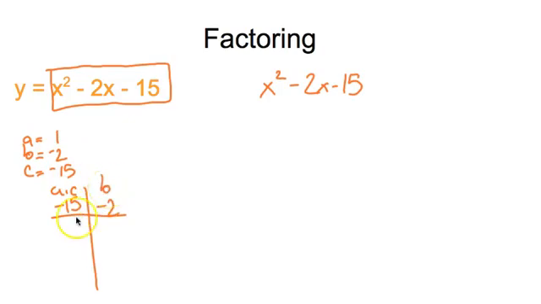So I need the factors of negative 15, so that could be negative 1 and 15, or it could be 1 and negative 15. That could be negative 3 and 5, or 3 and negative 5. You're also welcome to use your calculator to find these. But we need the ones that add up to negative 2, and there we go right there. 3 plus negative 5 is negative 2. So this is our winner right here.